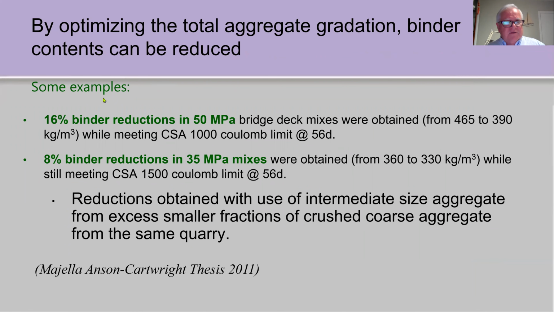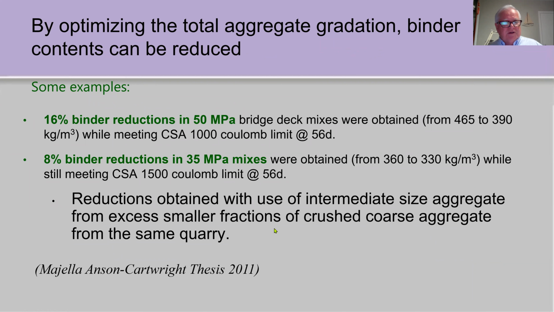And some examples, one of my students did work on this some 10 years ago. We were making 50 MPa mixes that had to meet a permeability limit. And by optimizing aggregations, just using a mid-sized material between the sand and stone, we could reduce binder contents by 16%, while maintaining the strength and permeability limits and making workable concrete. With 35 MPa mixes, we were able to get about an 8% binder reduction and still meeting the permeability requirement for that. These are both used for chloride exposures.